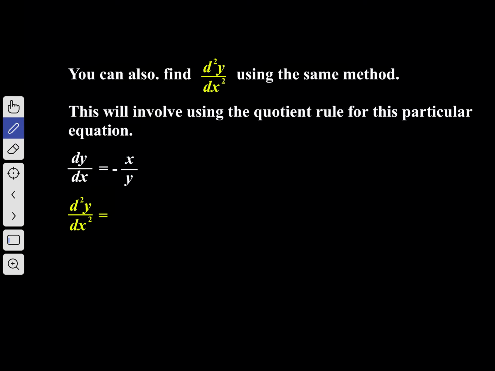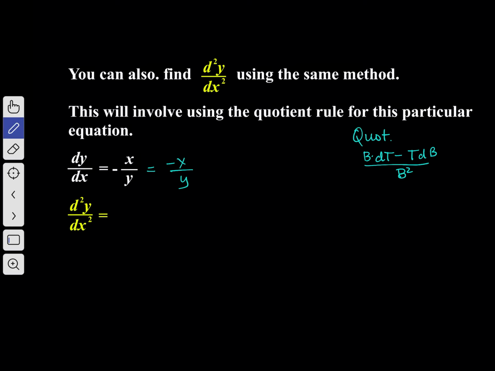Okay, in this example, we're going to find the second derivative using implicit differentiation. And we've got a quotient, so we're going to need the quotient rule. So let's just remind ourselves the quotient rule: bottom times derivative of the top minus top times derivative of the bottom, over the bottom squared. Okay, and I might rewrite this with the negative going with the x and the y on the bottom.